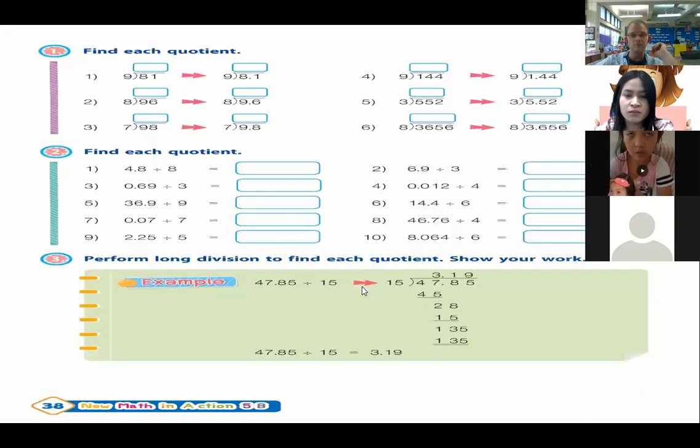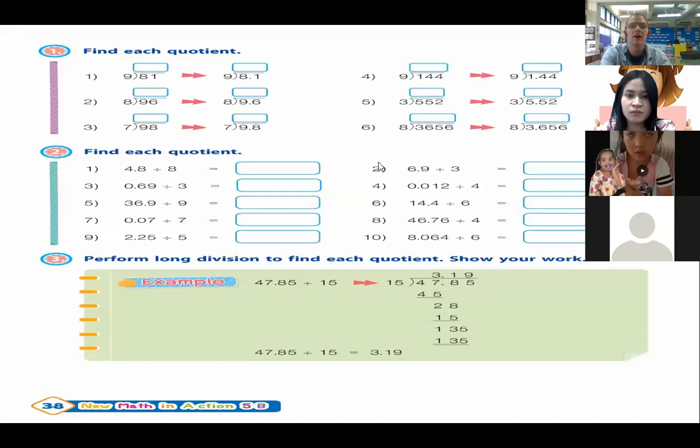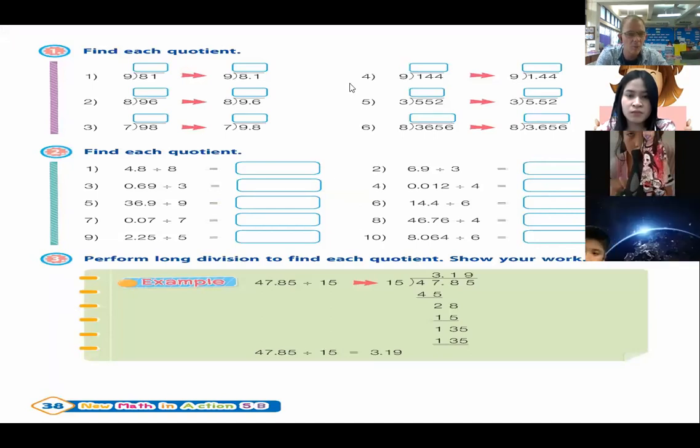Okay, so let's quickly have a look. The first one, they ask us to find the quotient. What is the quotient? Let's go back and have a look. Find the quotient using short and long division. So the quotient means the final answer. How many times can a number be divided? There's a blue block here where we have to write the answer. This will be the answer of the quotient.